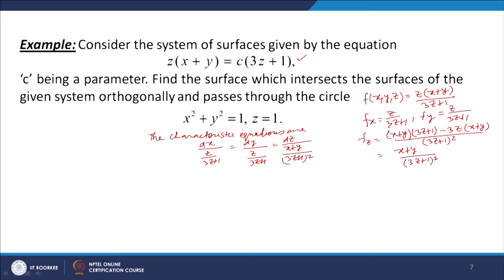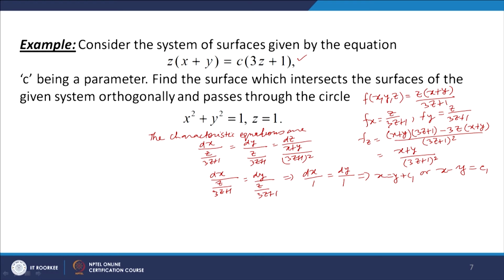Now, taking the first and second ratios, we have dx upon z over 3z plus 1 equal to dy upon z over 3z plus 1. This gives dx upon 1 equal to dy upon 1. So, this gives x equal to y plus c1, or x minus y equal to c1.